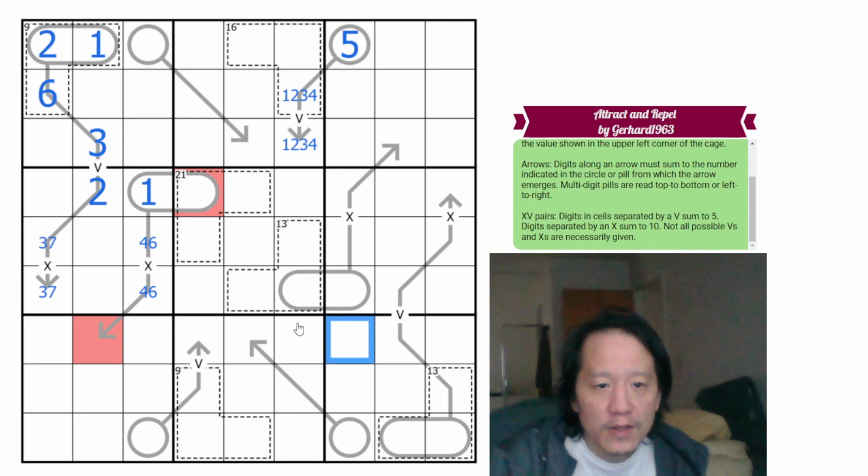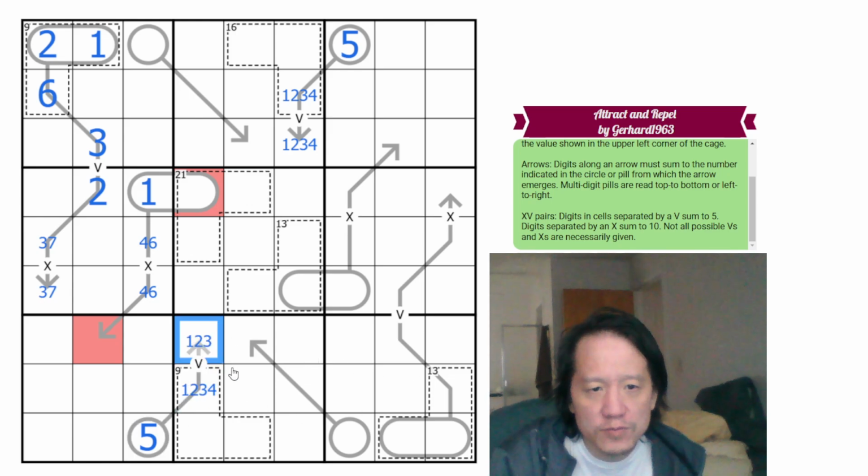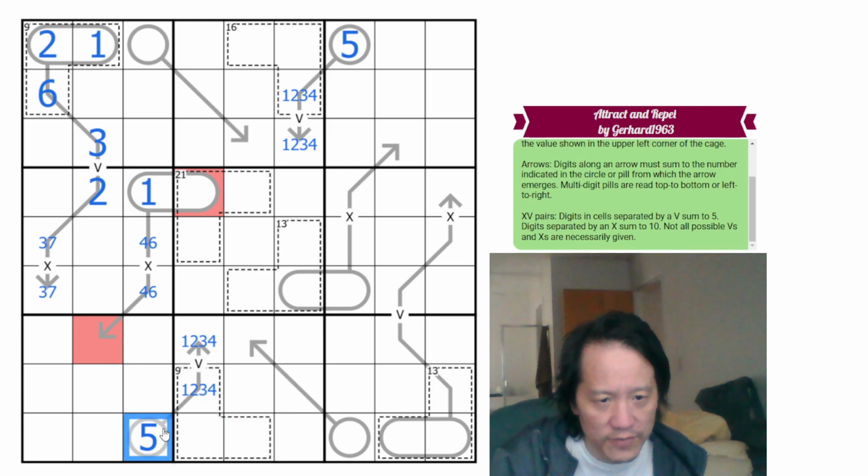Okay. This adds up to 5. Therefore, this must be 5 also. This is 1, 2, 3, 4. This is 1, 2, 3, 4. If this is 4, this would be 1, and this is 2, 3, so that works. If this is 3, this would be 2, and this would have to be 1, 5. That does not work because the 5 is here.